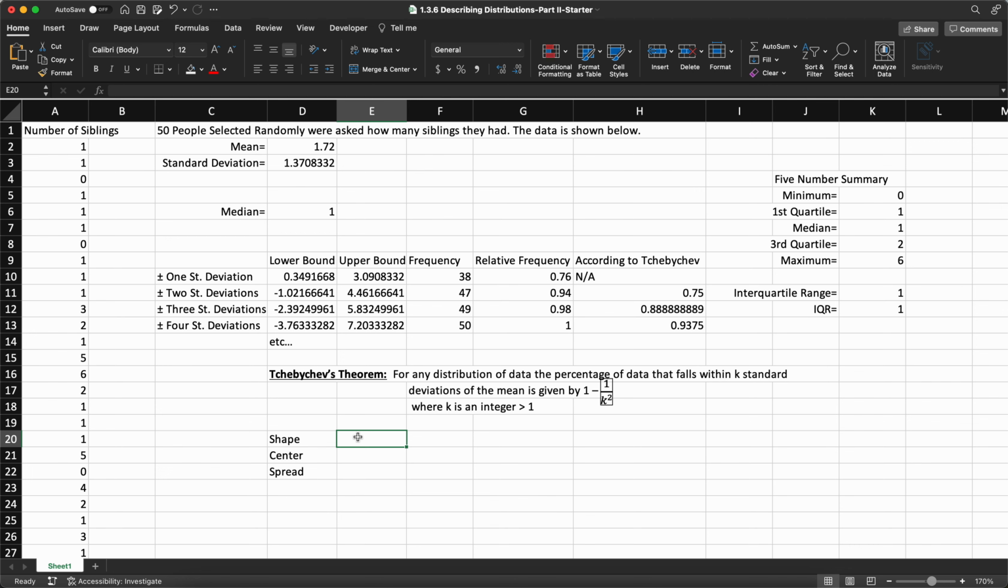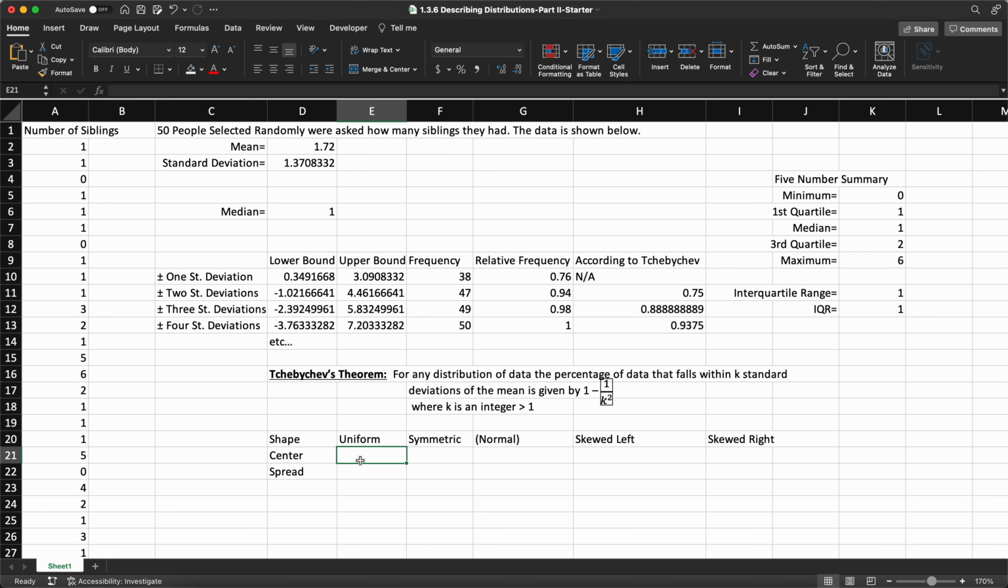Our choices are uniform, symmetric. Along with symmetric, we could also talk about whether it's normally distributed. We have skewed left. We have skewed right. So those are our choices.